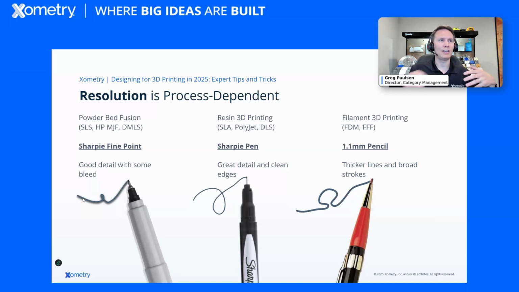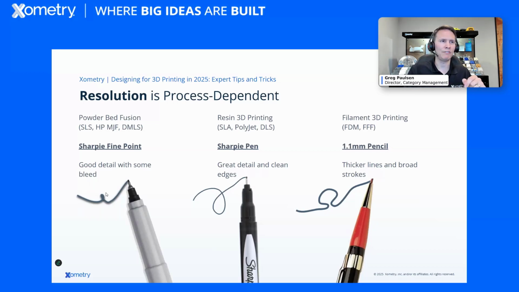So I always like to think about powder bed fusion, when I'm putting a lot of heat against a metal or plastic material to fuse it together, as a Sharpie fine point. It's got decent resolution, so that's why I use a fine point and not a marker. But if you linger anywhere, you're going to bleed. You're going to get that ink bleed.